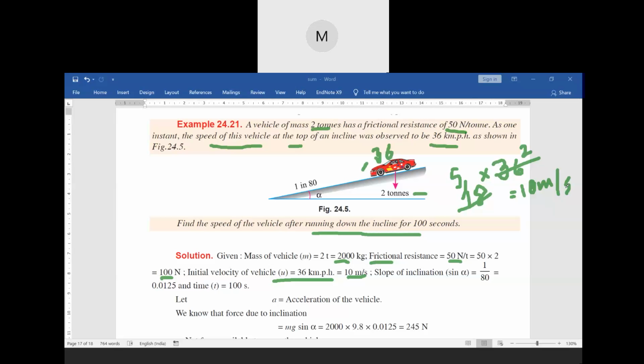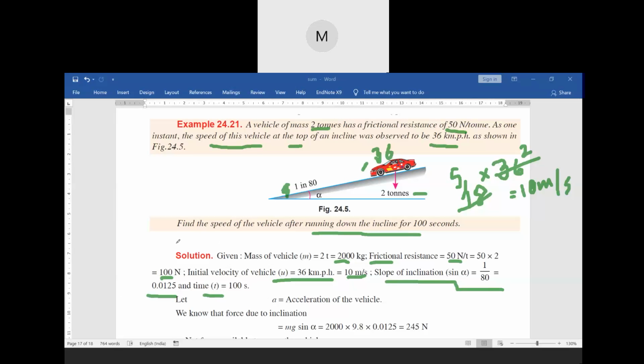So this is how you have to find it. After that, the inclination slope. If you see the figure, the slope of inclination is given as 1 in 80. That means sine alpha is 1 by 80, equal to 0.0125, and time t is 100 seconds.